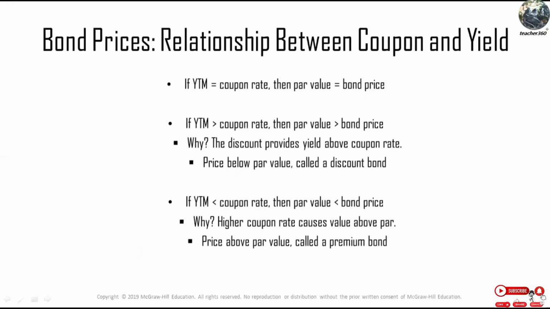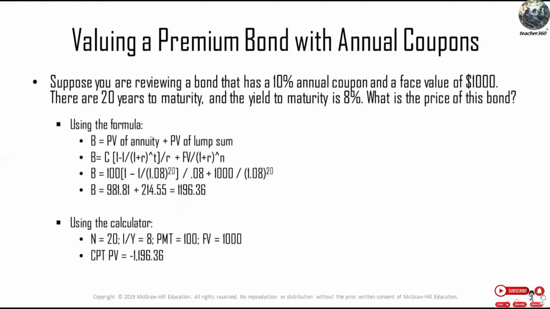Similarly, if YTM or yield to maturity is less than the coupon rate, then par value is less than bond price. Here we can see that your yield to maturity is 8% and your annual coupon is 10%. So here yield to maturity is less than the coupon payment. So that is why your par value is less than the bond price, 1196.36.